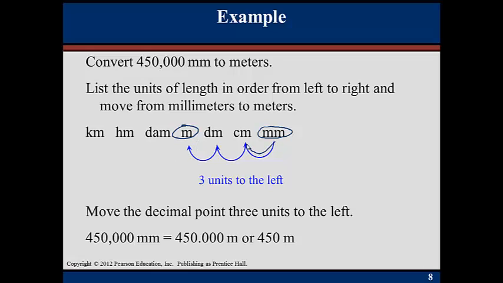So we got 1, 2, and then 3. So you need to move your decimal 3 places to the left. So remember, your decimal is at the end of the number, and if we move it, we go 1, 2, 3, and that's where your new decimal will be. So 450,000 millimeters is the same as saying 450 meters.